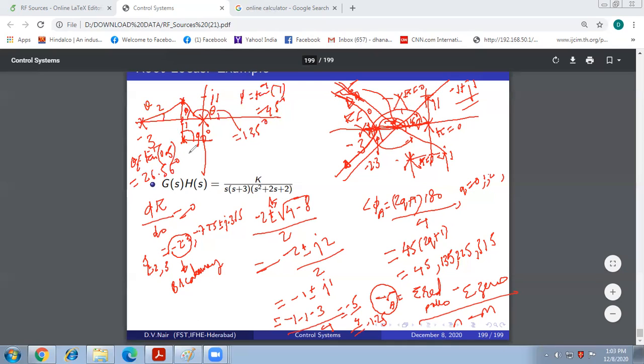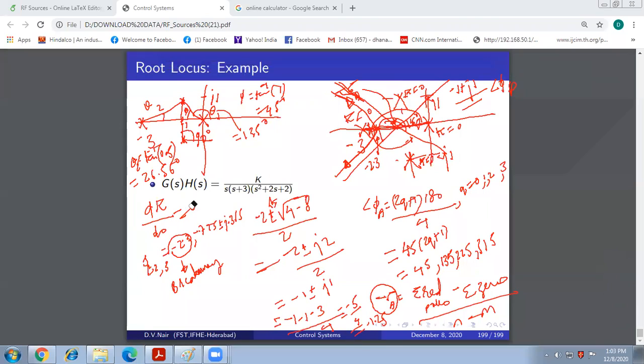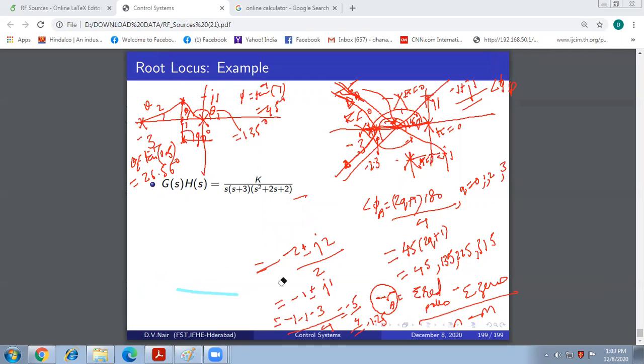Degrees. So now how to find out the angle of departure phi p at the complex pole minus 1 plus j1, right? That is to use the expression which we have seen in the last rule. So let us quickly put it. Let us sum up all the angles first from other open loop poles and zeros.